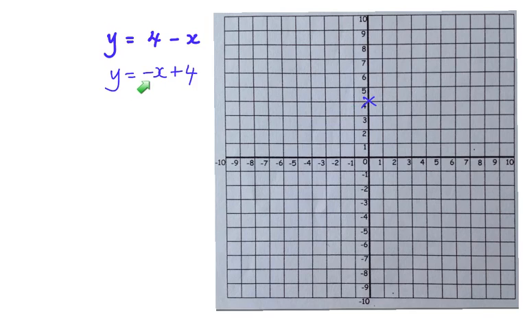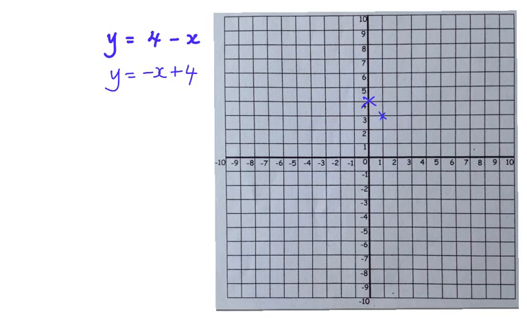And now dealing with the steepness. Now there's no number in front of the x, but if there's no number in front of the letter, we know that there's a 1 there. So that represents minus 1. So that means 1 unit to the right, 1 down, 1 unit to the right, 1 down, and so on.